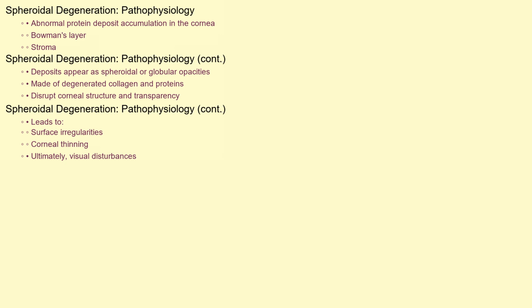Spheroidal degeneration involves the abnormal accumulation of protein deposits within the cornea, specifically in the Bowman's layer, the layer just beneath the surface epithelium, and in the stroma, the main structural layer of the cornea. These deposits appear as small spheroidal or globular-shaped opacities. These deposits are thought to be made of degenerated collagen and other proteins.